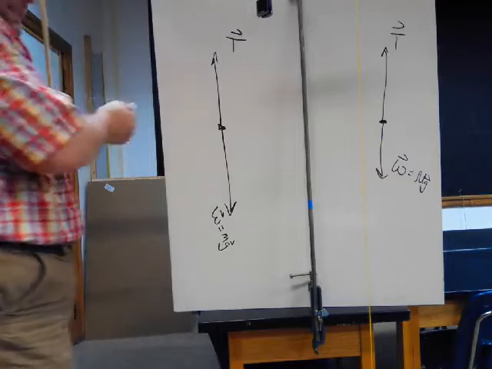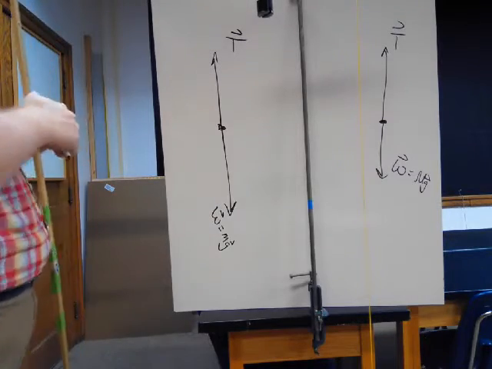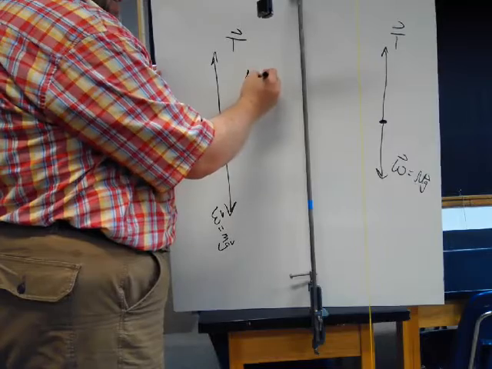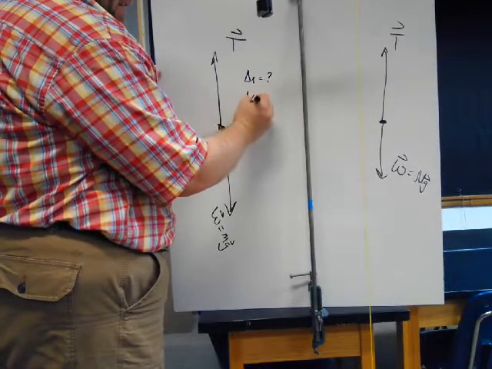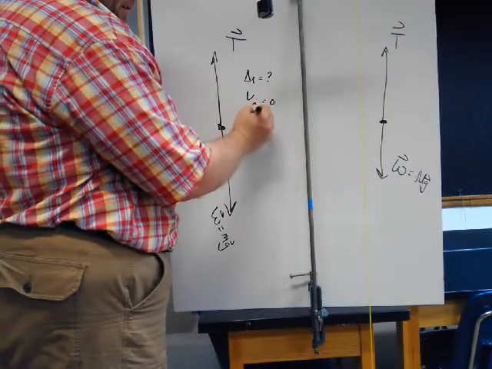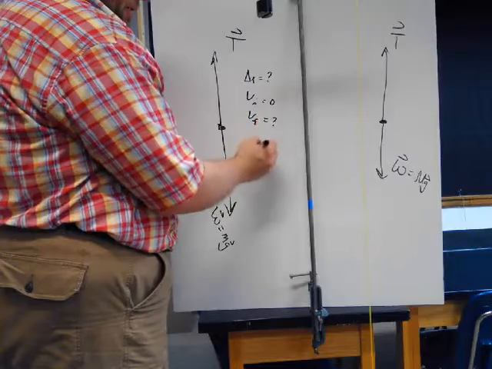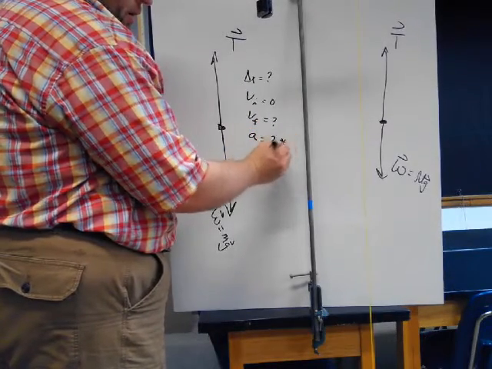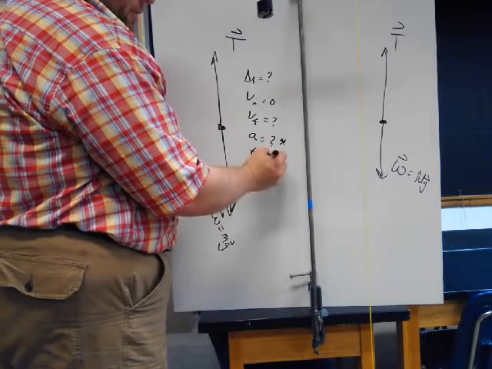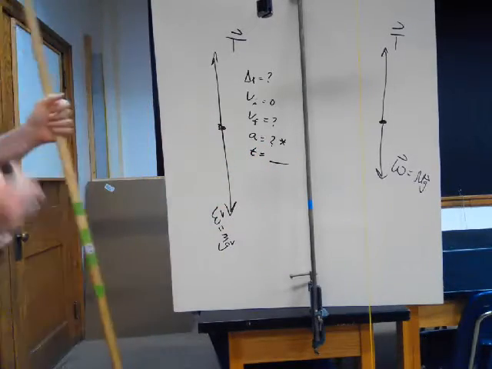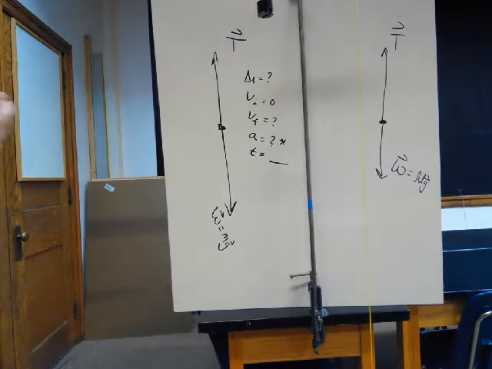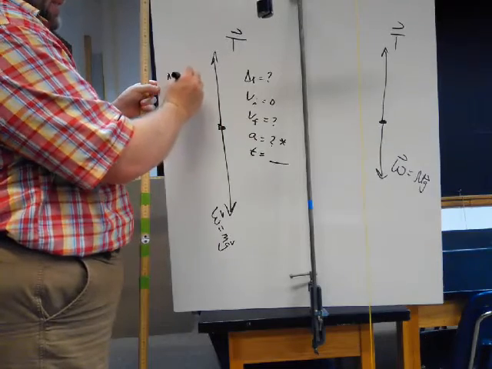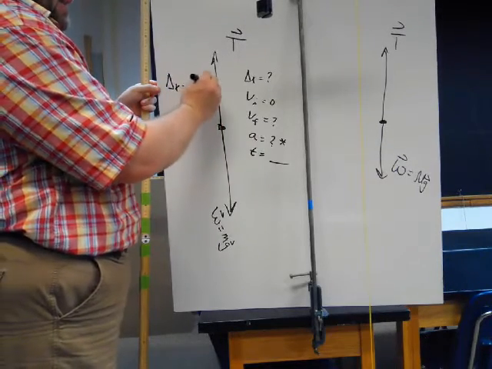But if we write this out kinematically, what we should have is delta x is something, v initial is 0, v final we don't care about, the acceleration is what we want, and the time is going to be measured. So we're going to calculate based on this. We'll eventually get delta x is 1/2 a t squared.